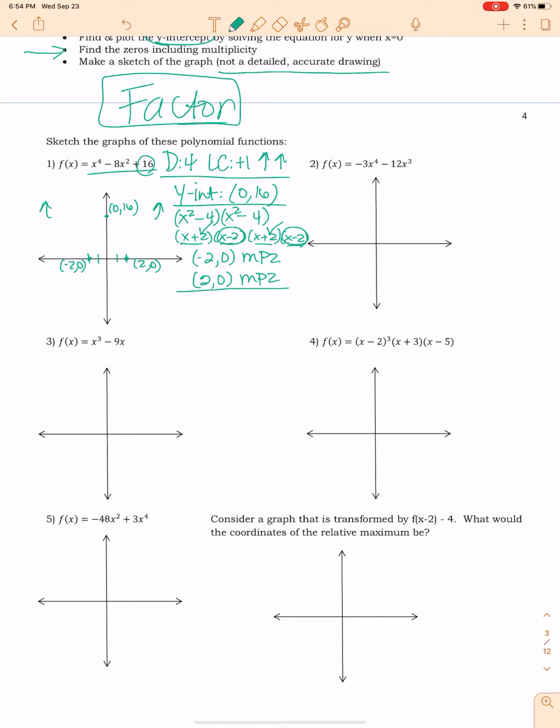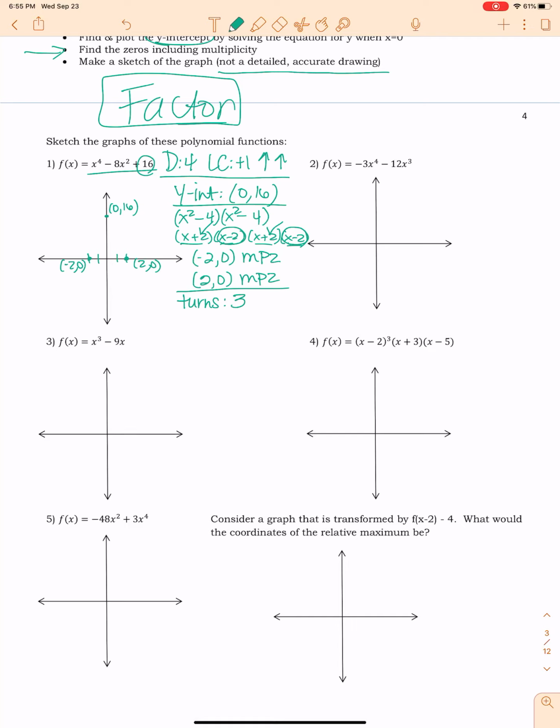All right, the last thing I need to know is how many turns this graph is going to have. Well, since my degree is 4, there will be 3 turns. All right, so what is that going to look like, Miss Griggs? Well, I'm going to come over here to my graph and tidy this up a little bit. Okay, I'm going to erase my end behavior. I already know what it's going to do, so that's what I need.